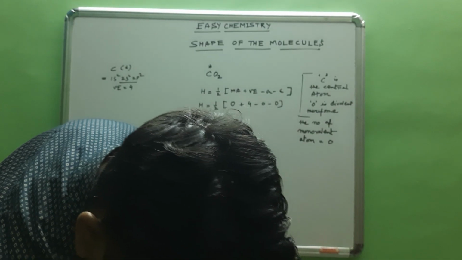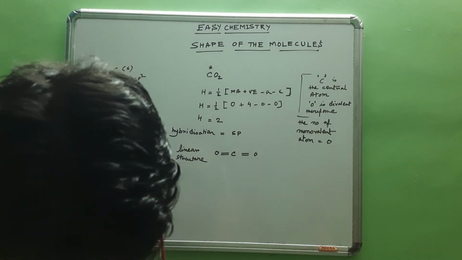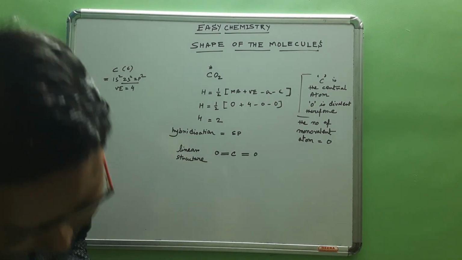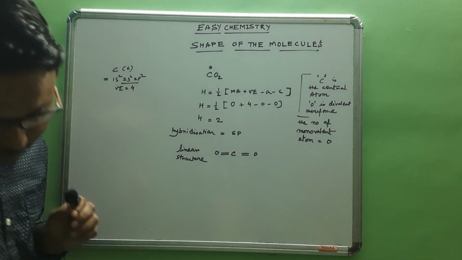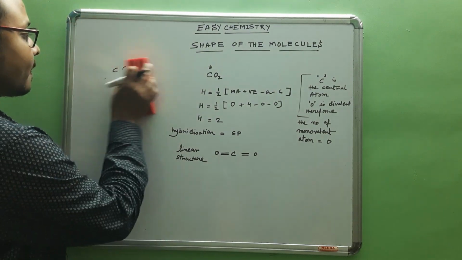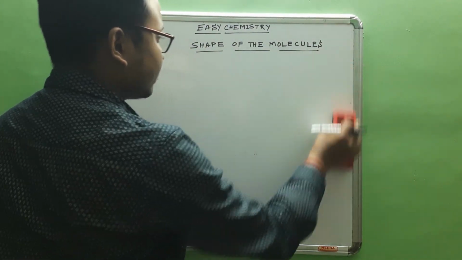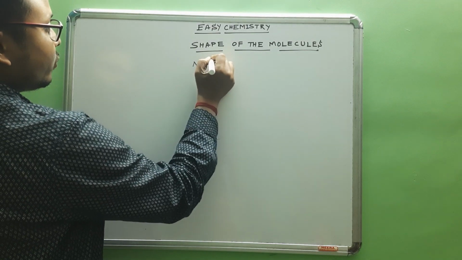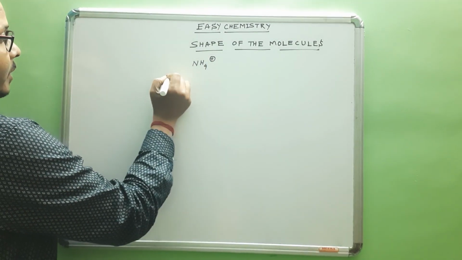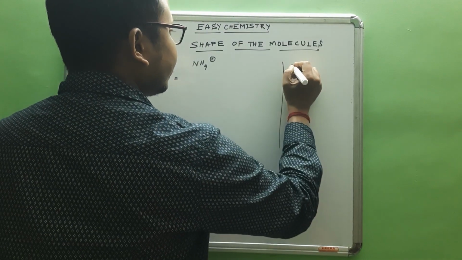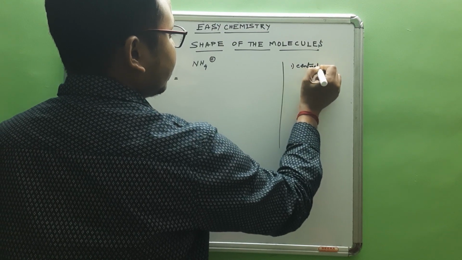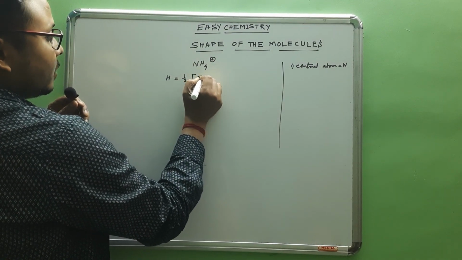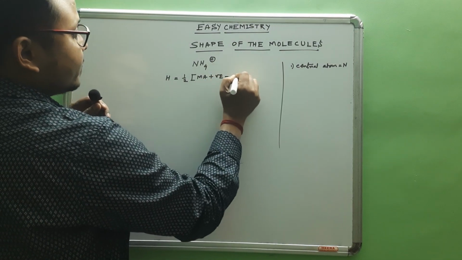In our next example, we are going to discuss the structure of another molecule. What will be the third example? What will be the shape of the NH4 plus ion? Here the central atom is nitrogen. So H equals half of the number of monovalent atoms plus Ve minus C minus A.